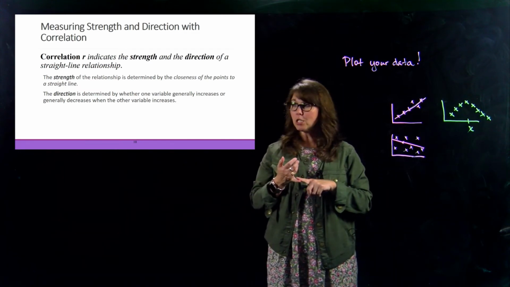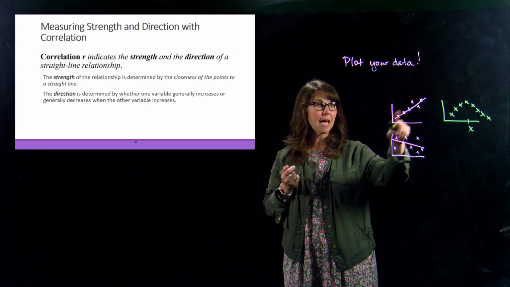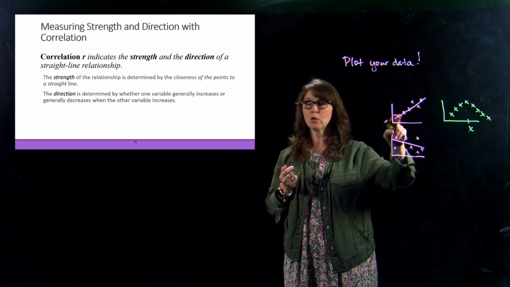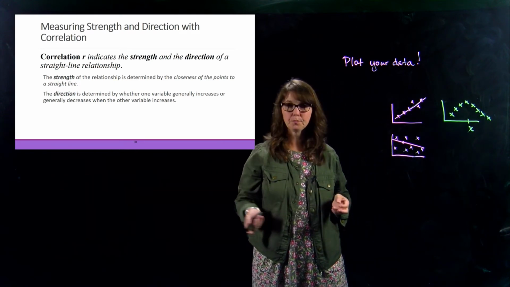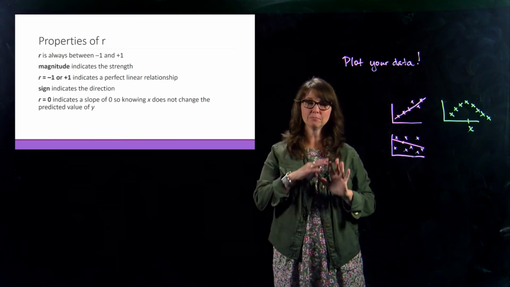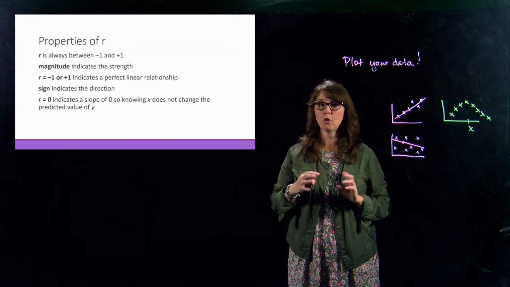Okay, so it addresses the strength. The strength means how closely those points are hugging a line. And then the direction: is that direction positive or negative? So, some properties of R. As I said, any software is going to pull R out for you in some way or form.